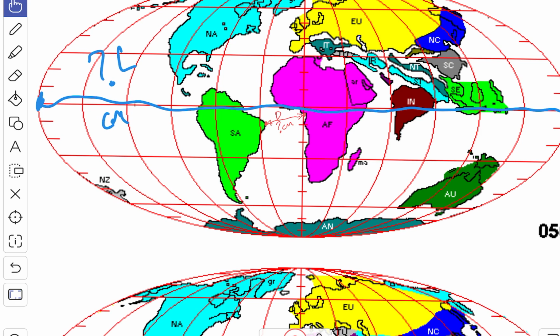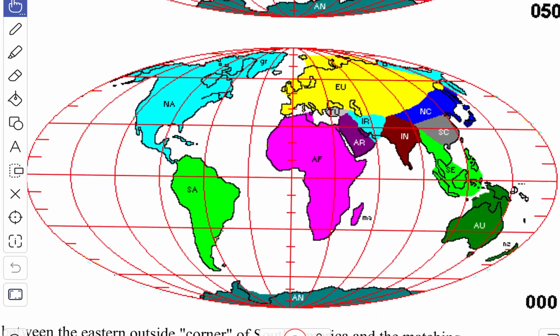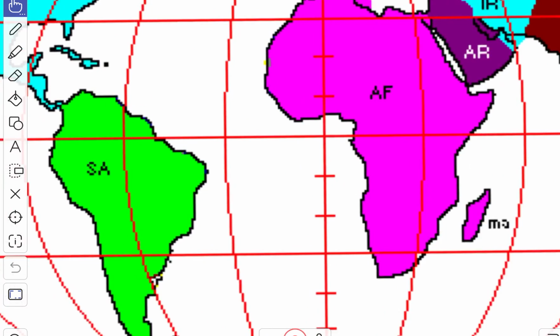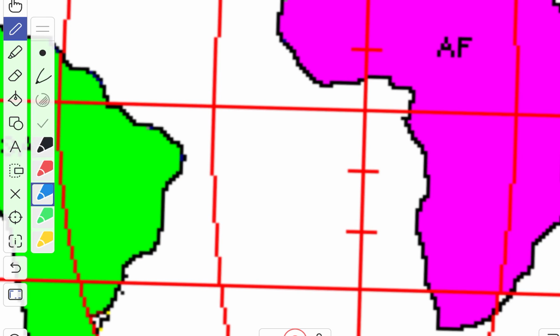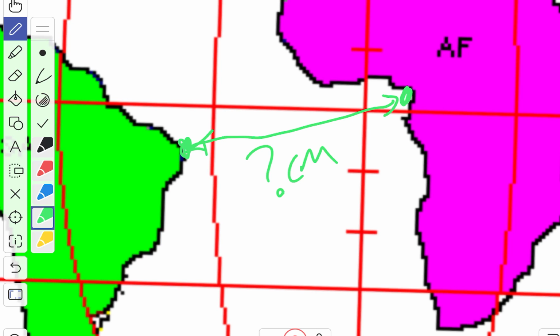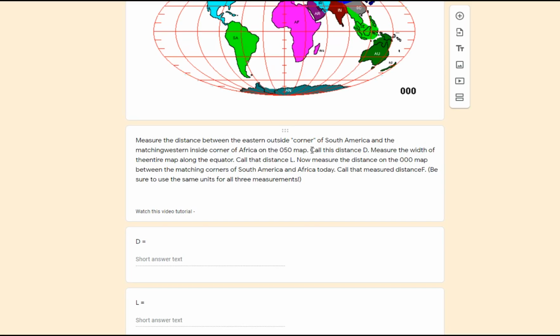All right, now finally, the last measurement you're going to have to get is on the present day map, the bottom map, and you want to measure this distance again, just like you did before, between Africa and South America. So from right here to right here, where it would match up, measure that distance in centimeters, and that's going to be called F. Okay, so those are the three measurements that you need, and with those three measurements you're going to be doing some calculation.